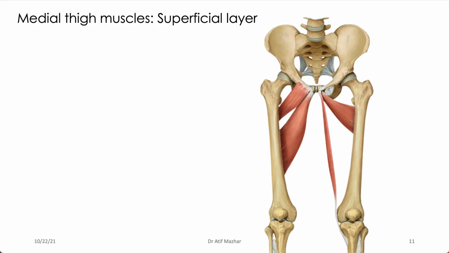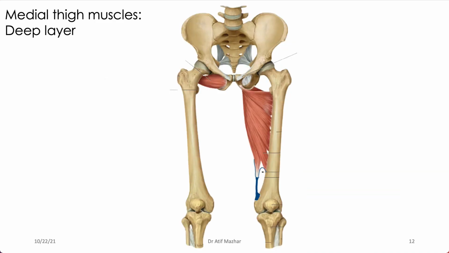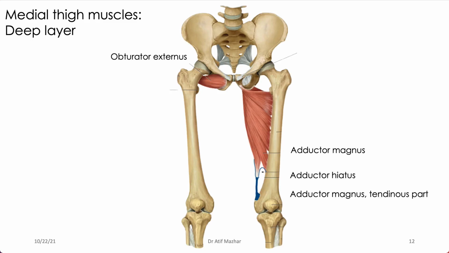Then let's review them. We categorize these muscles in two layers, a superficial layer, and what are these muscles? You're looking at the pectineus, brevis, magnus, and gracilis, and this is their schematic picture. And then these are the deep layer muscles, where obturator externus is visible, and adductor magnus is being shown, and there is an opening there, the adductor hiatus. You can see this is the tendinous part of adductor magnus, and it's going to the adductor tubercle.